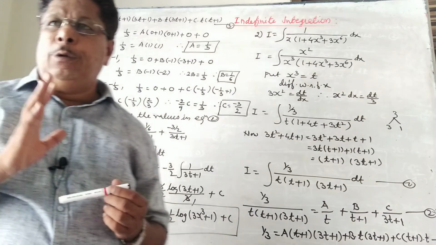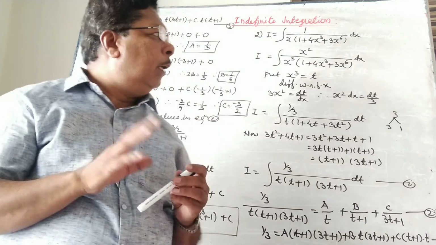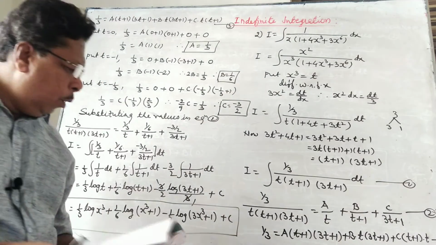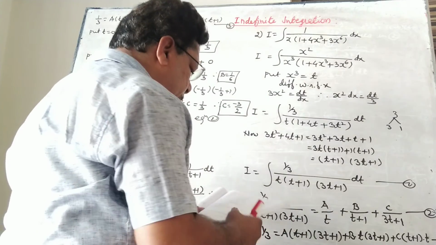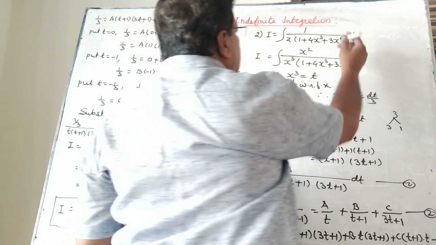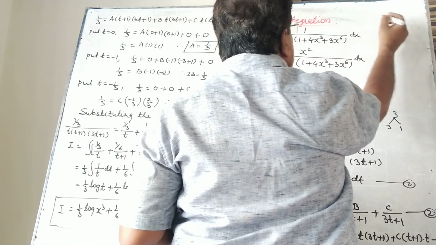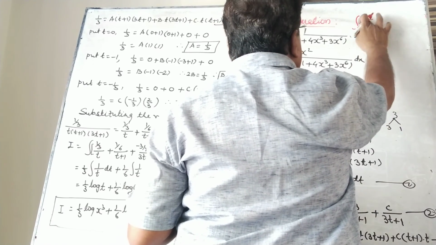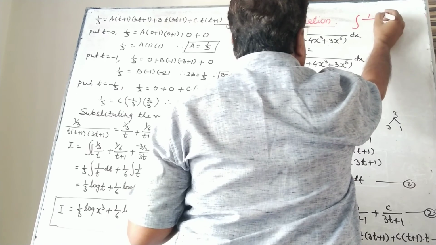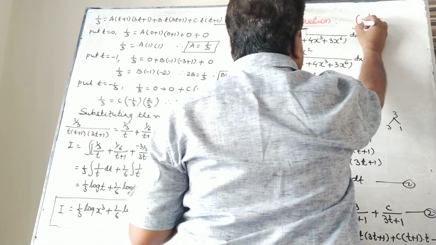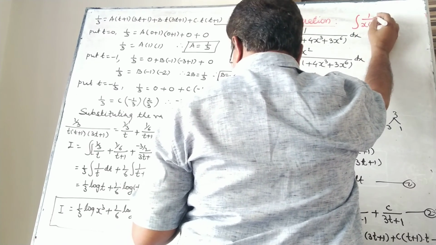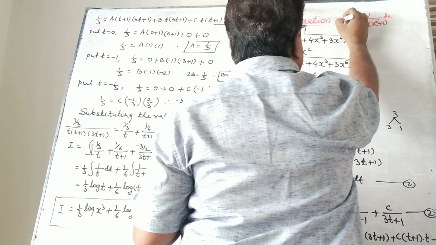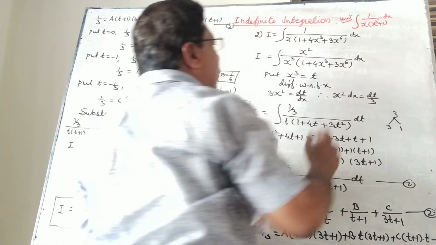Any problem regarding this? I have taken 2 sums for you and 1 is your homework. Now this is for your practice. Integration 1 upon x into x raised to 5 plus 1 dx. This is for your homework.